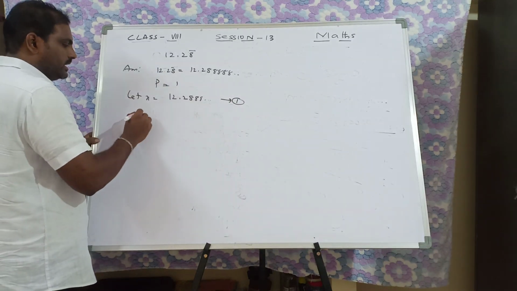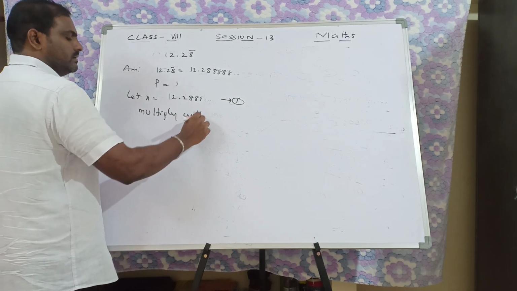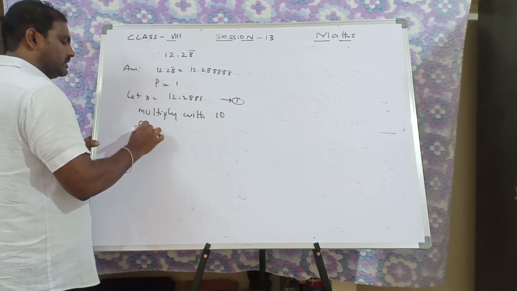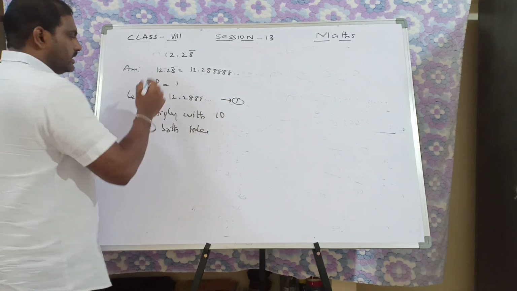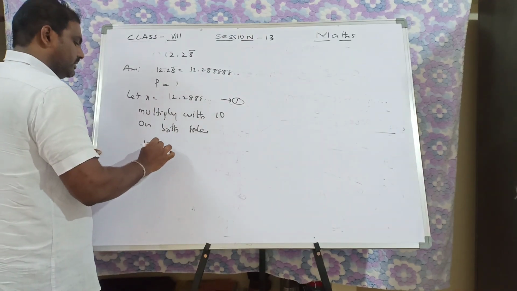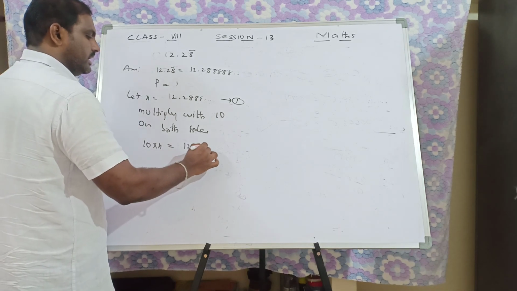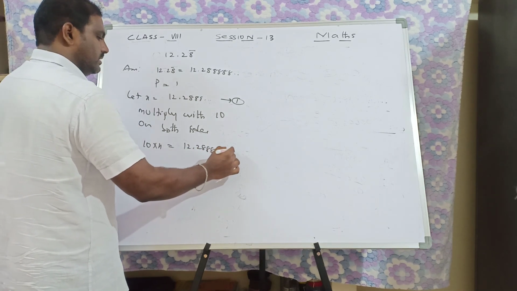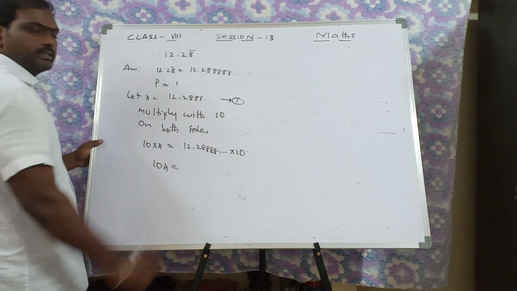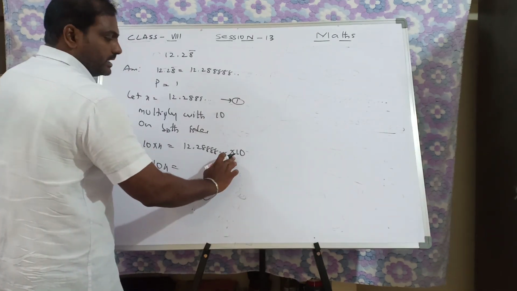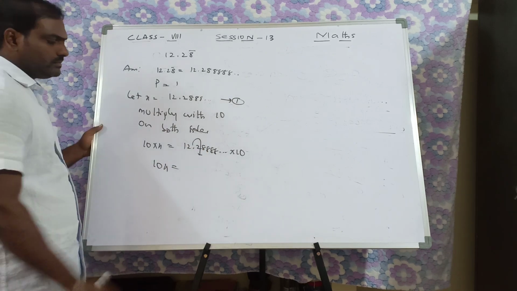Since the period is 1, what should I write? Yes, multiply with 10 on both sides. What will we get? 10 into x equals 12.28888 and so on into 10. What will I get? 10 into x is 10x. Now since I multiply with 10, what happens? The point will shift one place to the right. So how much will I get?